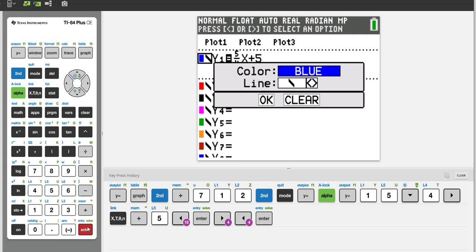Unfortunately, the TI-84 calculator cannot do both at the same time. We must make a choice of which one we want to use. I would recommend using the shade above option. It gives us the most information to help us with our understanding of this inequality.